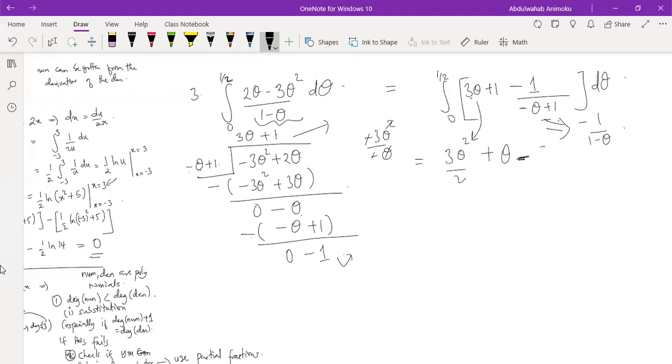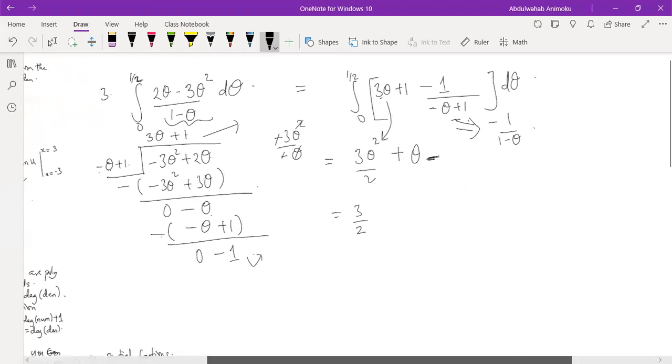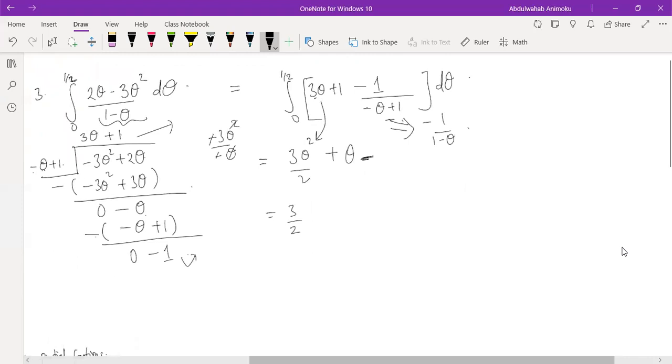Let's write it out first so that we don't make any mistake. So we are going to integrate this last part. Instead of doing this, let's recap. Okay, let's look at this.